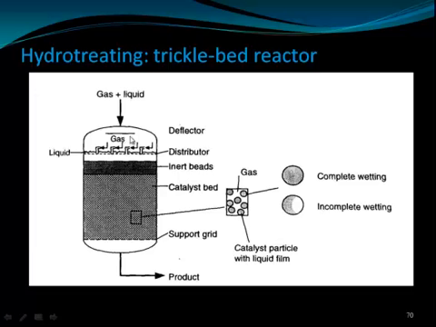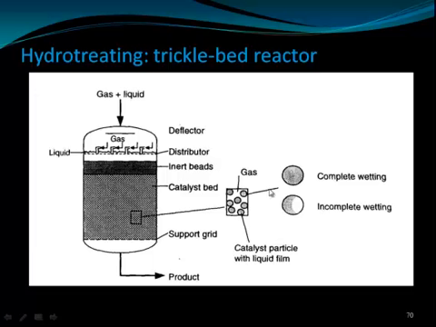So here is the deflector, which will separate gas and liquid. The gas will come around here, and the liquid comes to the distributor, and it is distributed well around the bed. The name trickle bed reactor suggests that trickling will occur. So the liquid which is separated will trickle in the bed, and after the reaction is completed, we can remove the product.